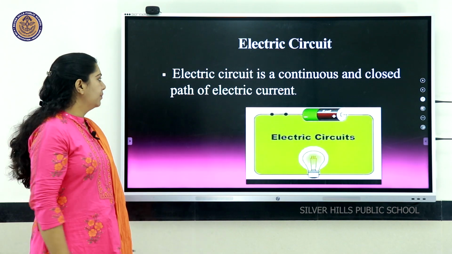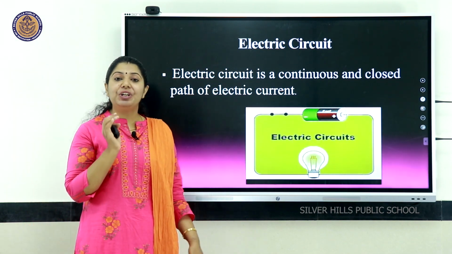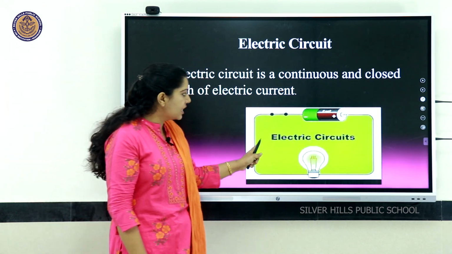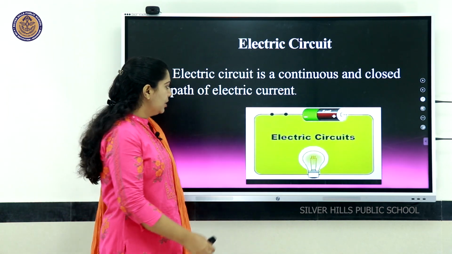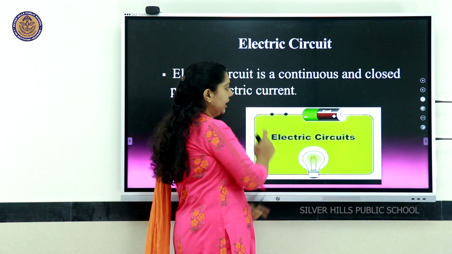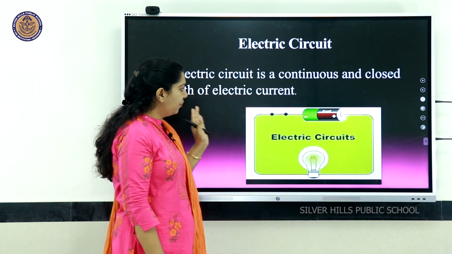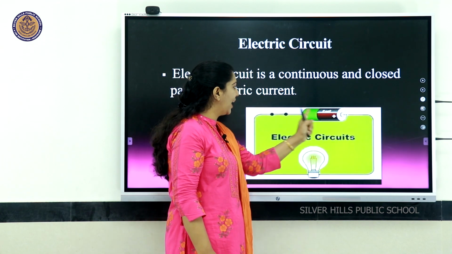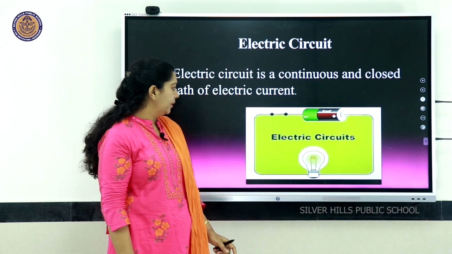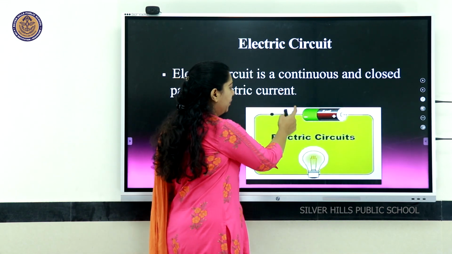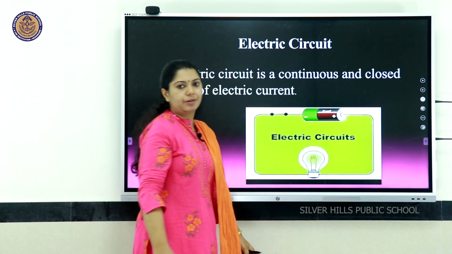Electric circuit. An electric circuit is a continuous and closed path of electric current. Here you can see a simple circuit. The circuit has one key, a cell and a bulb. If you connect this bulb to a cell and a key, the bulb will glow. That means the current will flow from one point to another.